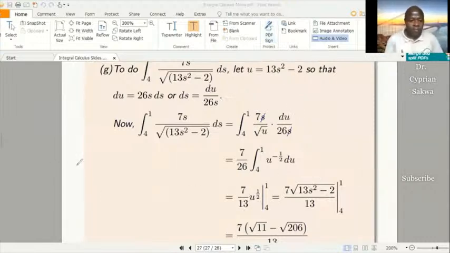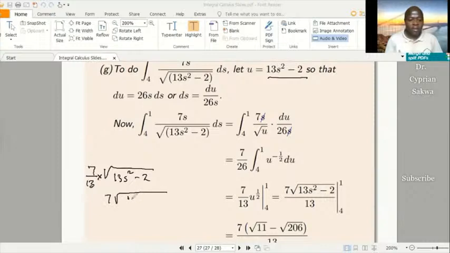When you substitute back here, what you'll have is 7 out of 13, instead of this u, and remember it's raised to a half, which means square root. So instead of u, we have the equivalent of u, which is 13s squared minus 2. This is what I have here. I just took this to the numerator. So I just took it: 7 times the square root of 13s squared minus 2, divided by 13. Yeah, that's what I have.